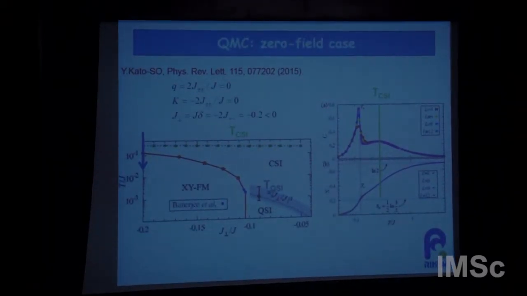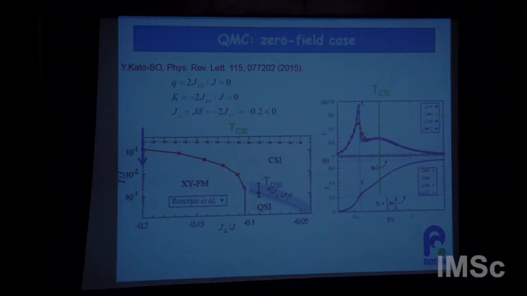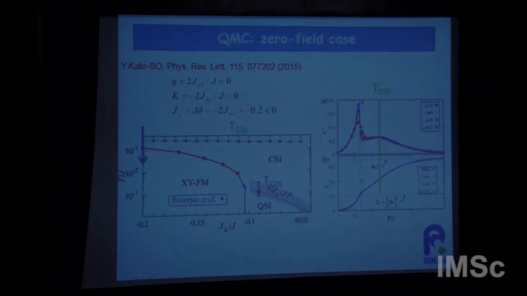So here are some results on specific heat. We derived this specific heat by taking the numerical derivative of the total energy, and then we integrated the specific heat over temperature to derive the entropy. That is the change in the entropy on heating from quite low temperature to high temperature. So we start from the case where J perpendicular is around minus 0.2.